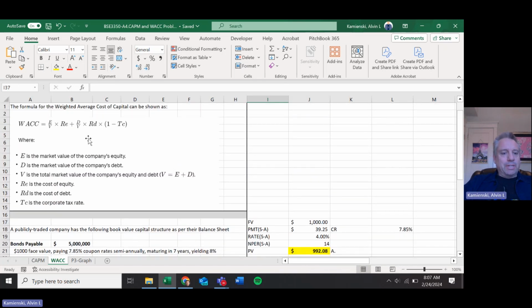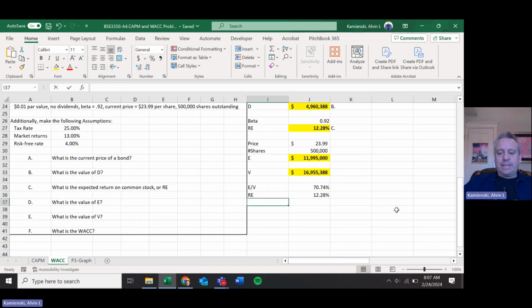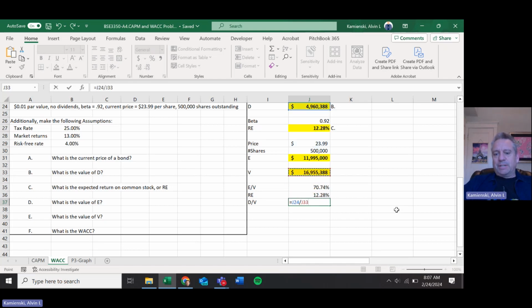That's different than our D over V. This is the amount that our capital structure is allocated towards debt. So we have just under 5 million in debt divided by our 17 million in total market value of our securities. So now if we highlight this and this, you see 100% of our capital structure is coming from either equity or debt. So 29% is debt related.